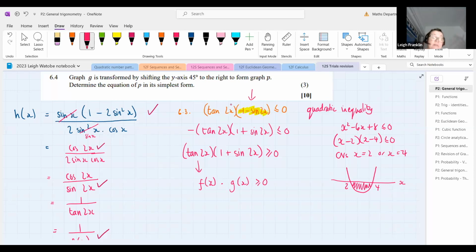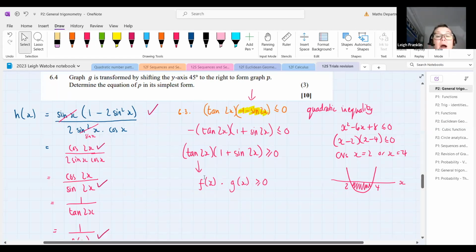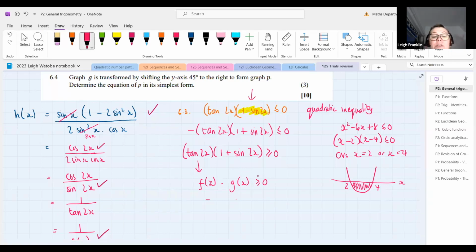Whoever would have thought, but that's what it means. Okay, so if they want us to multiply the y values together and get a positive outcome or 0, it either means that both graphs need to be negative at the same time, or both graphs have to be positive at the same time, their y values.